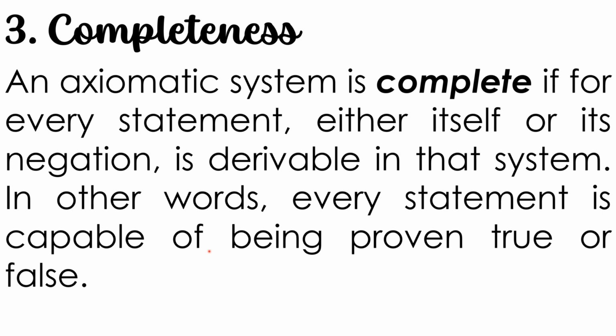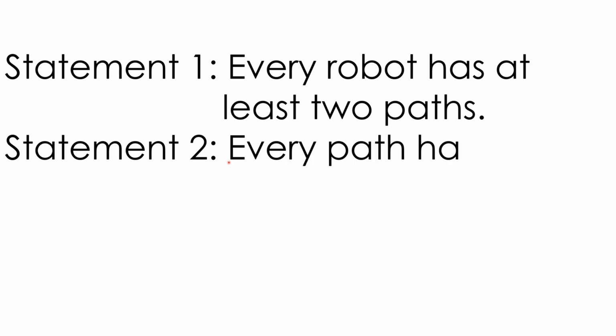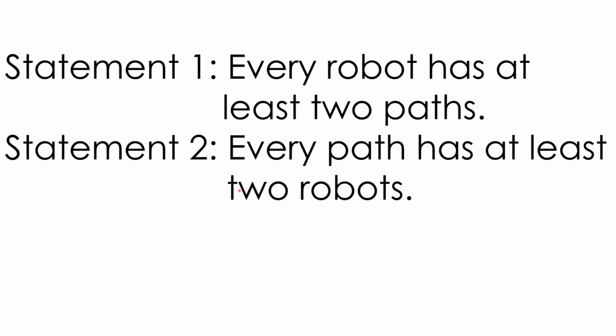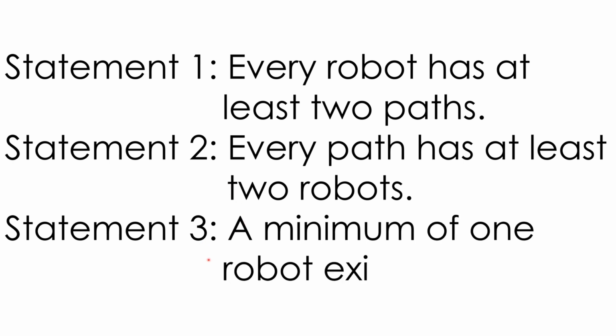The set of axioms given were these statements. Statement number 1, every robot has at least two paths. Statement number 2, every path has at least two robots. And statement number 3, a minimum of one robot exists.